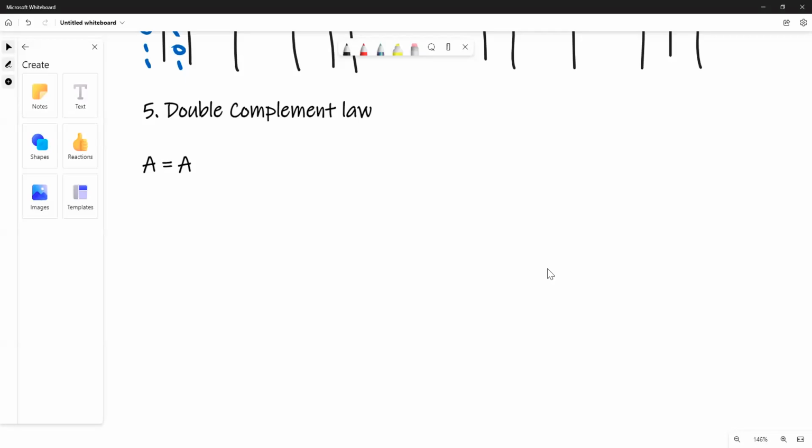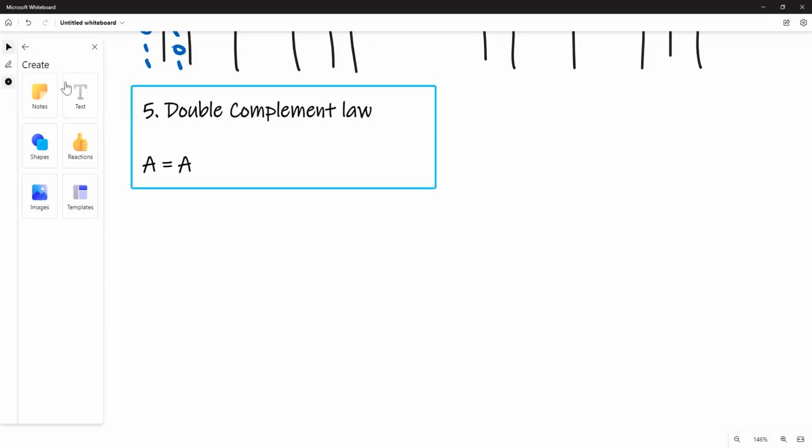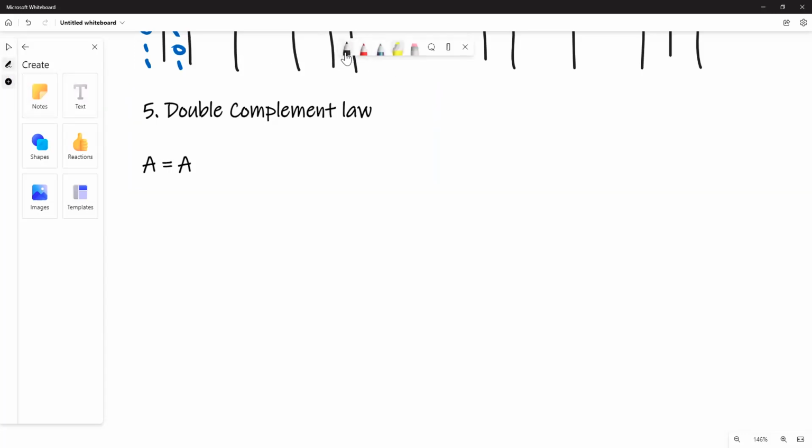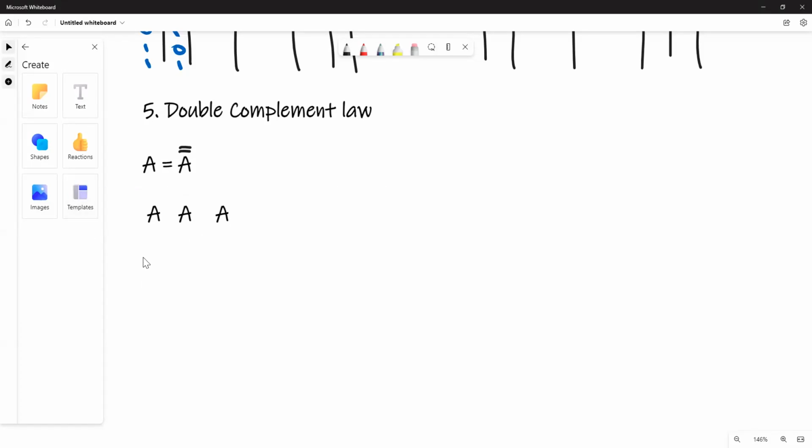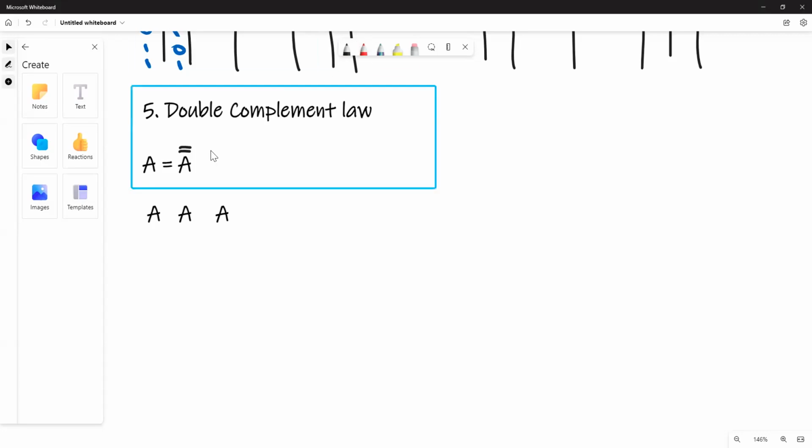So the fifth law is called the double complement law. Double complement means you have double bar. You add the not operation twice. The idea is you will get the same answer, right? So draw the truth table. Now to simplify the truth table, you can have A, then you can have A bar and A double bar, right? You are applying not twice. So that's the idea.